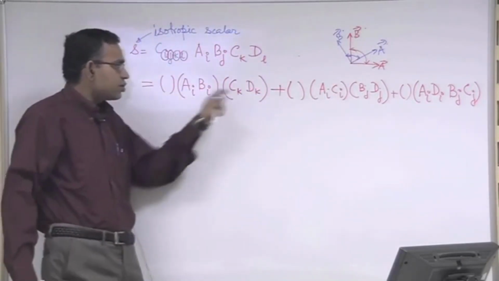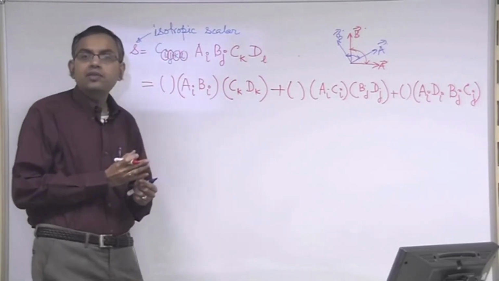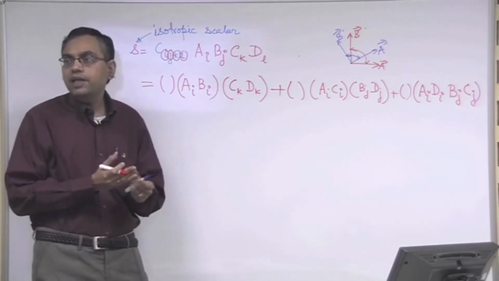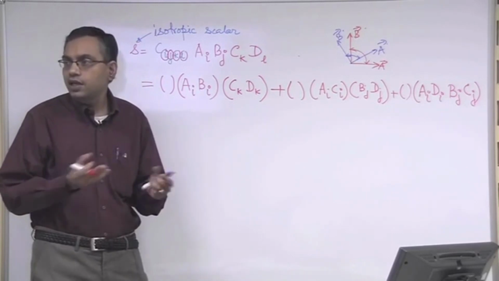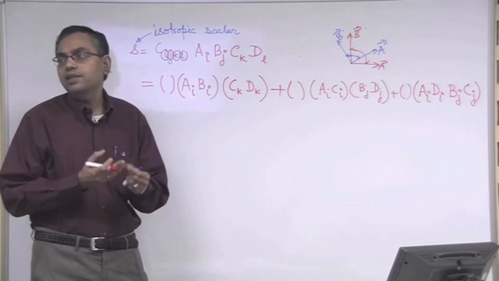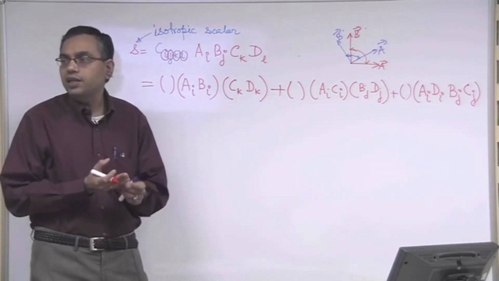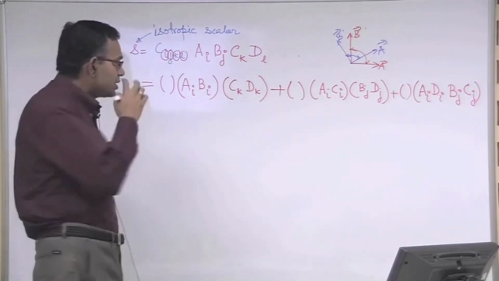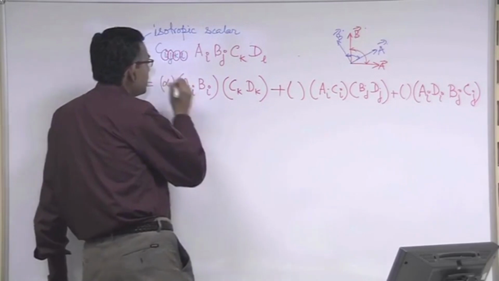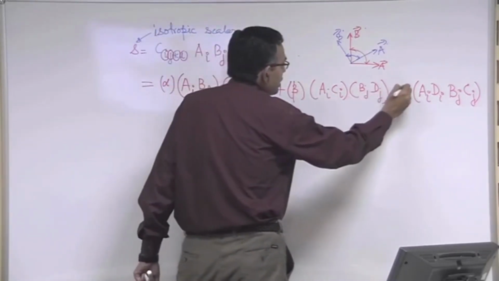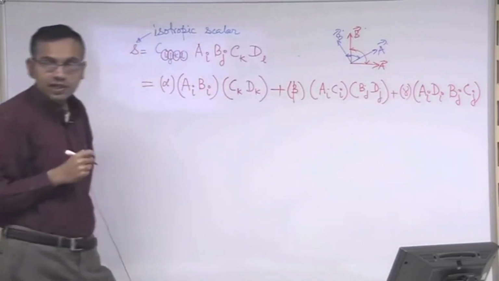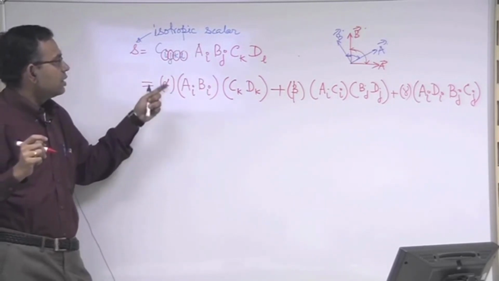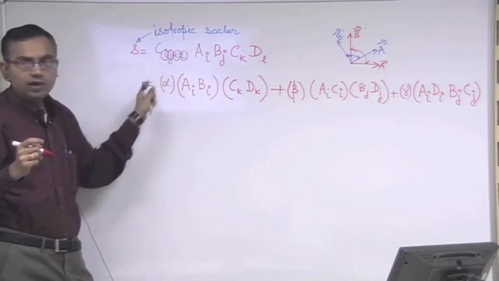So how many such combinations are there? You can combine A with B, then C gets combined with D; you can combine A with C, then B gets combined with D; and you can combine A with D and then B gets combined with C. So there are three such possible combinations. Each combination can be associated with a scalar, let us say this is alpha, this is beta, this is gamma, these are just coefficients. So just by considering isotropy we can bring down the number of coefficients necessary from 81 to 3.